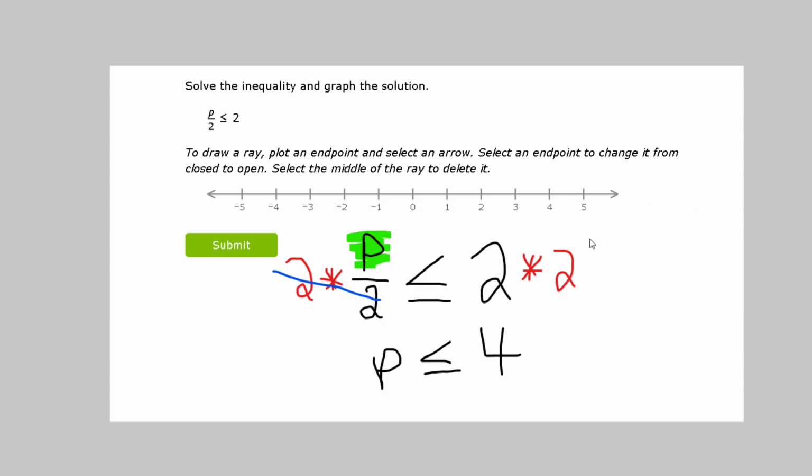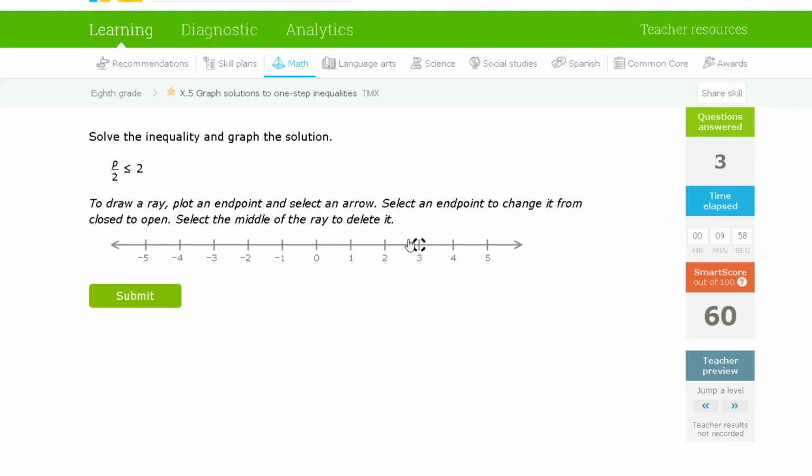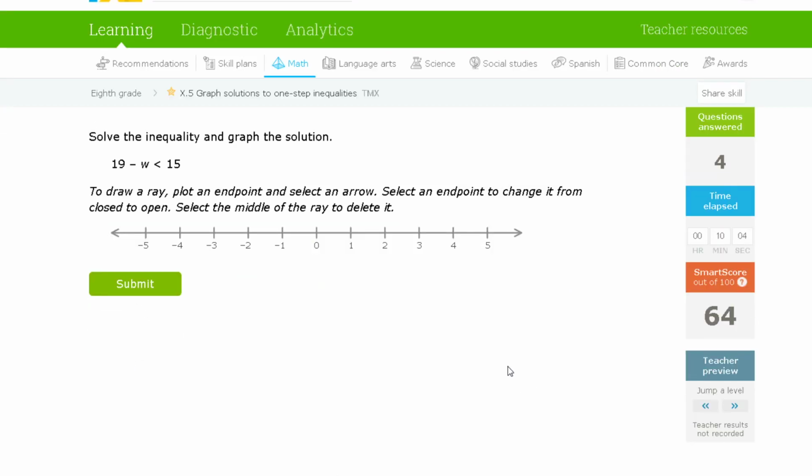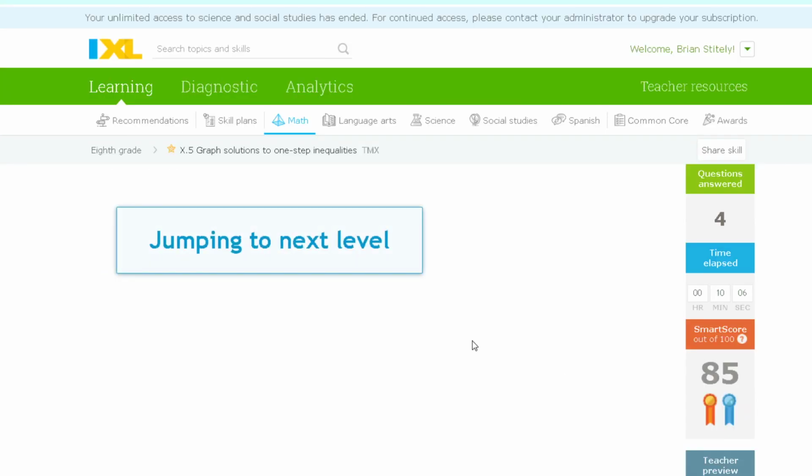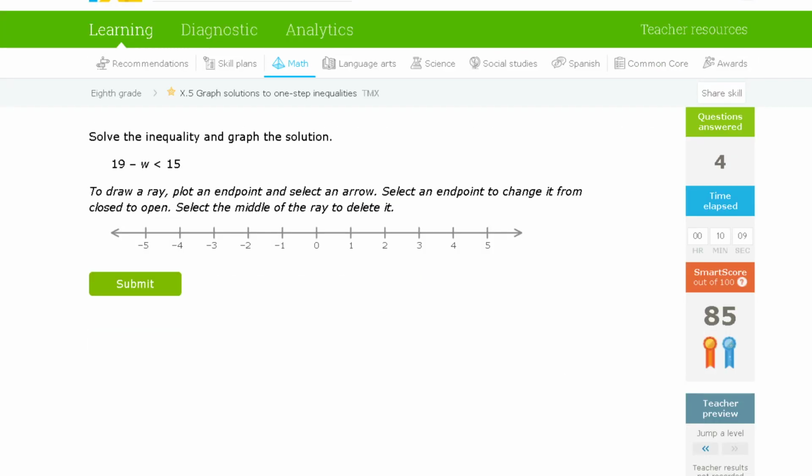So now you go ahead and graph. You start off at 4. There's a bar here, so we need to fill this in. And then numbers that are less than 4 are in this direction. Right, all these numbers here are less than 4, which we know from this. There you go.